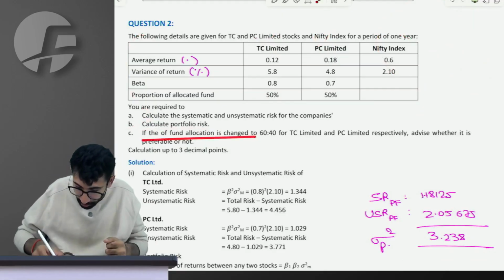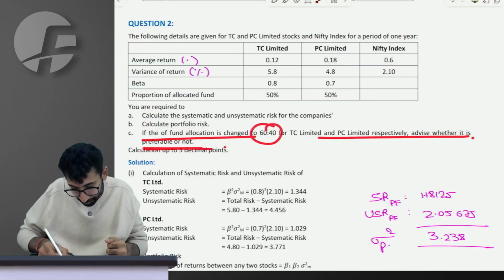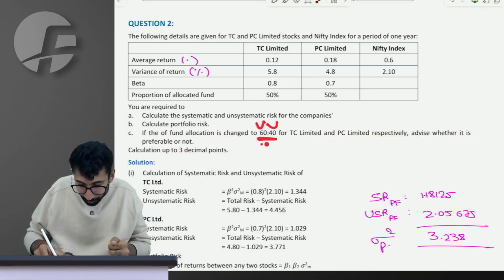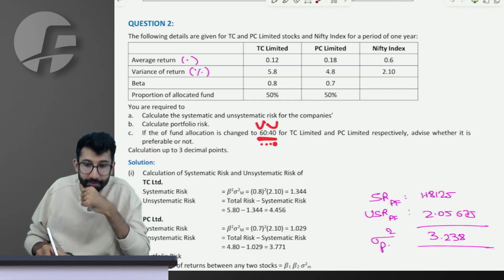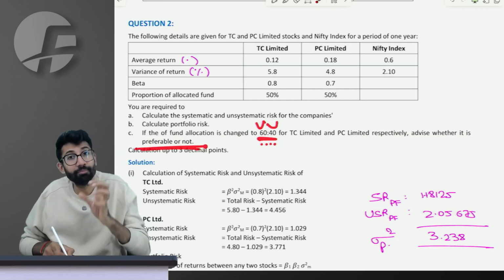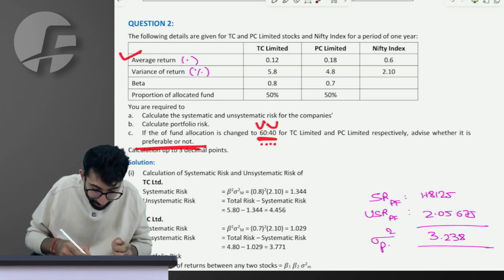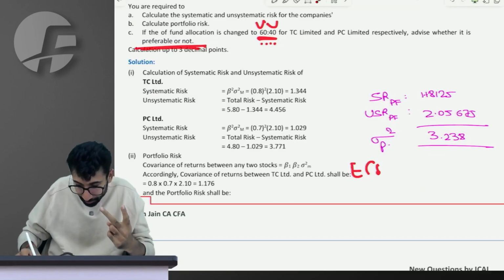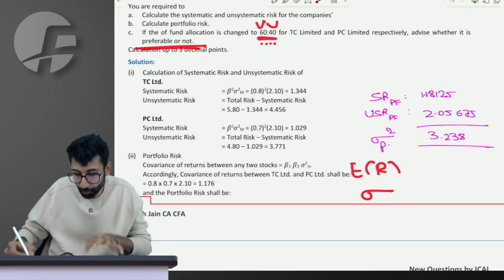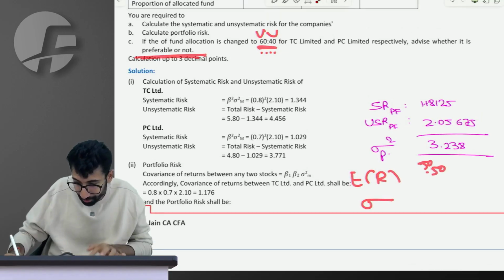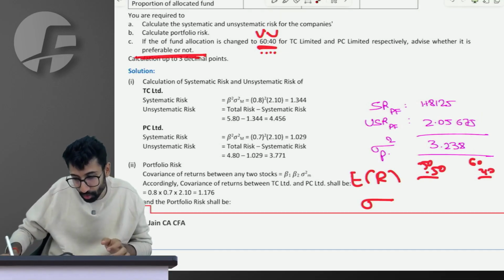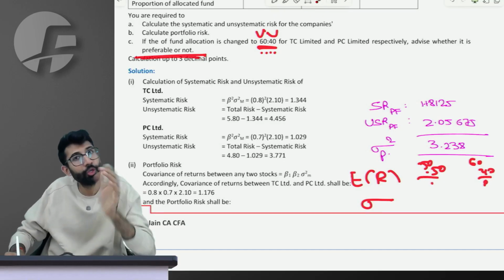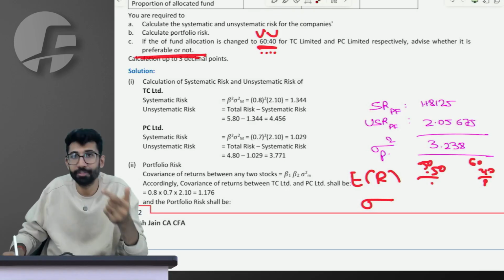Third, if the fund allocation is changed to 60-40, advise whether it is preferable or not. You have to do the same thing again, just that this time the fund allocation should be 60-40. Whether something is preferable or not depends on the risk and the return at portfolio level. So now you will have the expected return and the risk of two portfolios, one based on 50-50, another based on 60-40. Try to understand both of them. Lower risk is a better portfolio, and higher return is a better portfolio.